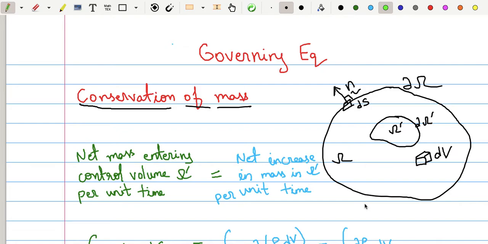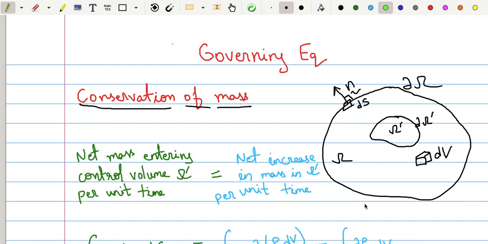Yeah, please tell me. Sir, for large deformations, can we go for control volume approach, and for small deformations? No, we don't do that. No, no. See, it doesn't work like that.